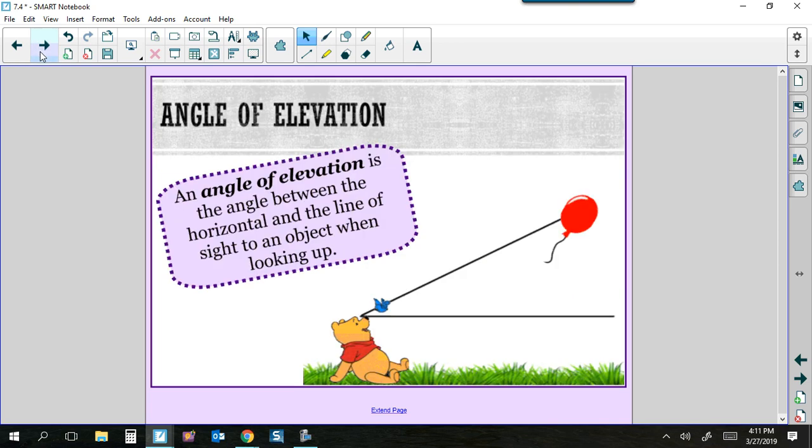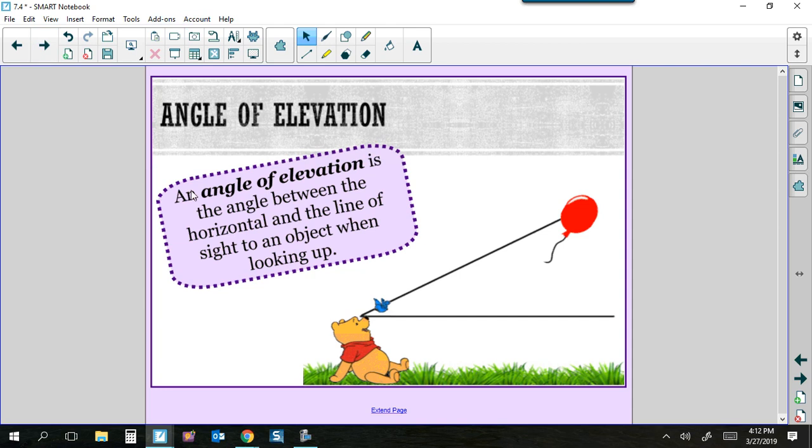Angle of elevation. Basically the exact opposite of what an angle of depression is. So an angle of elevation is the angle between a horizontal, so it's the same, you have a horizontal line again, but now your line of sight, you're looking up at something. So you can see, I have the mirror image, I couldn't fit it on my screen very well, so I flipped it around. So you're looking at Winnie the Pooh, who is looking up at his red balloon.